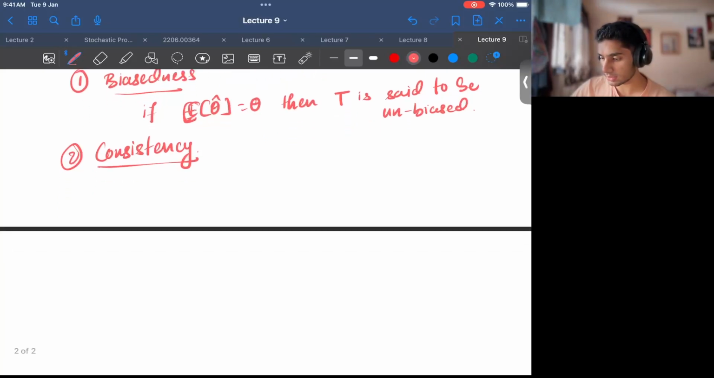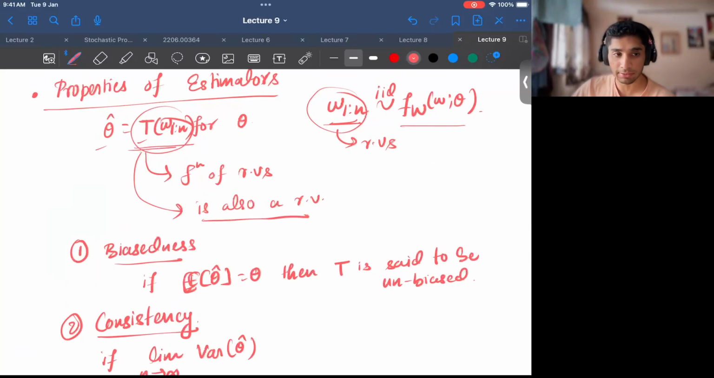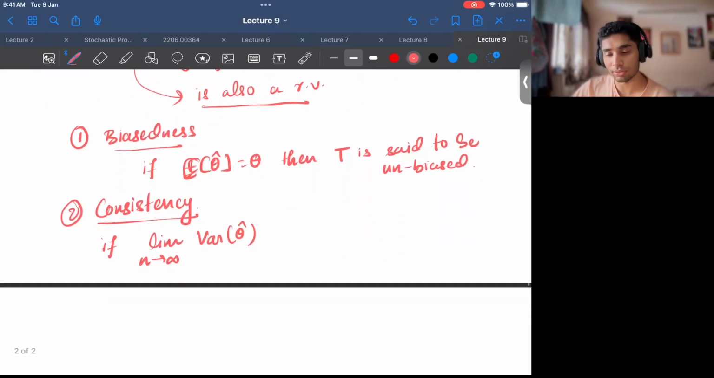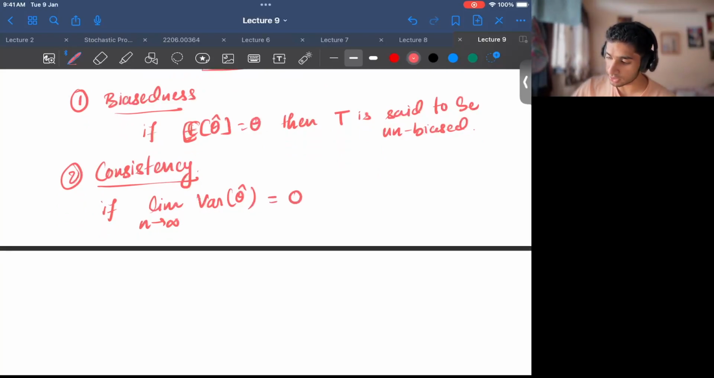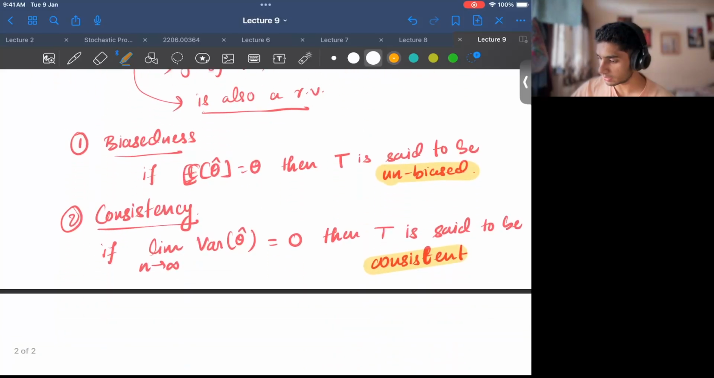What do you mean by consistency? If the limit as n goes to infinity of the variance of theta hat, and remember theta hat is a random variable, since it is a function of random variables, is equal to zero, then the estimator is said to be consistent. So these are the two properties, unbiasedness and consistency.